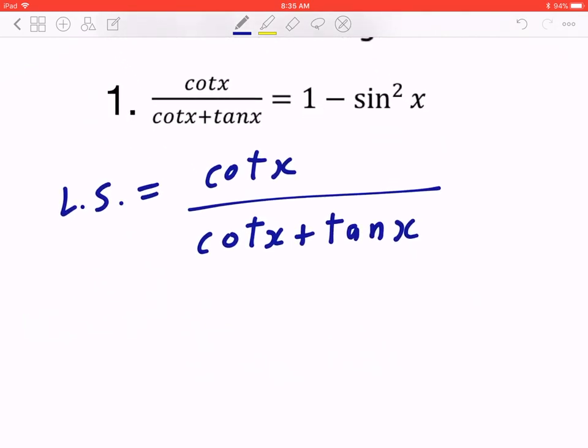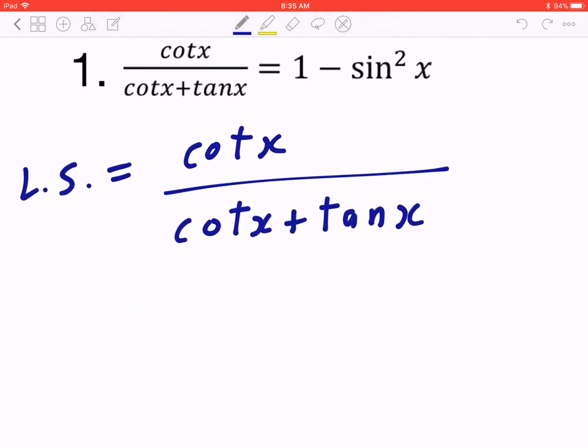Now, here's a couple of ideas you want to think about before moving on. If you look at the right-hand side, this is 1 minus sine squared x. Or maybe you're thinking cosine squared x. So somehow we have to simplify this into cosine squared x, which will give you 1 minus sine squared x. Again, there are a couple ways of looking at this. The most basic method is to rewrite this in terms of sine and cosine.